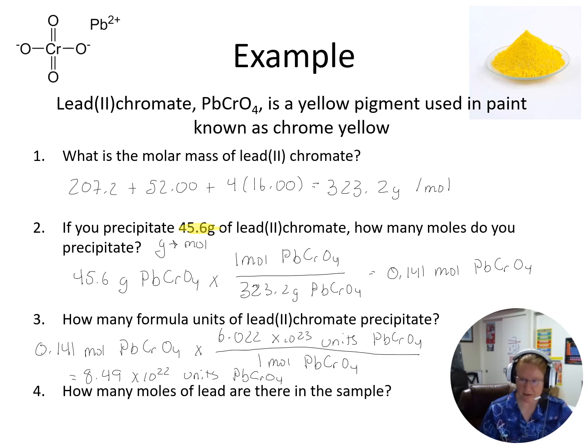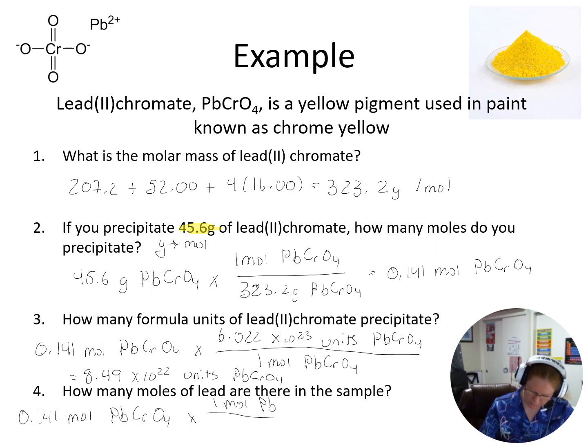Okay, now it asks just for moles of lead. So now we're going to use the molar ratio within our compound itself. So we're going to get 0.141 moles of lead-2 chromate still. I have 1 lead, so I have 1 mole of lead for every 1 mole of lead-2 chromate. So I have 0.141 moles of lead.